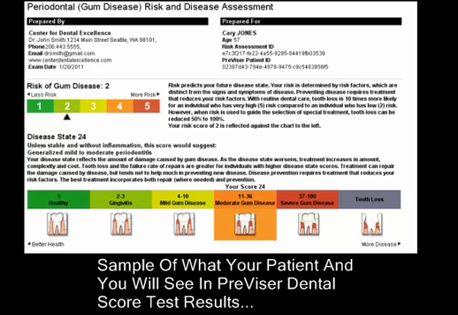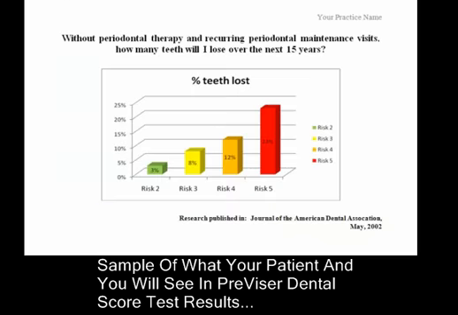PreViser has published research showing the relationship between the risk score and tooth loss, the endpoint for periodontal disease, when the patient does not receive appropriate therapy. Let's take a moment to look at that data. This was first published in JADA in 2002 and examines the percentage of dentition lost due to periodontal complications at different PreViser risk levels when no specific periodontal therapy is provided to a patient.